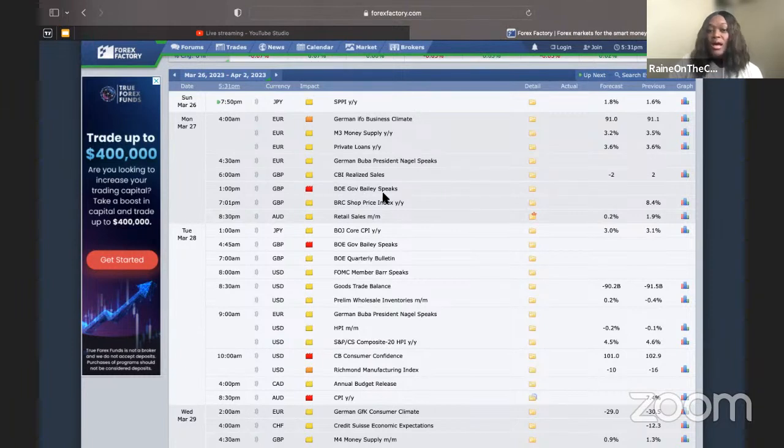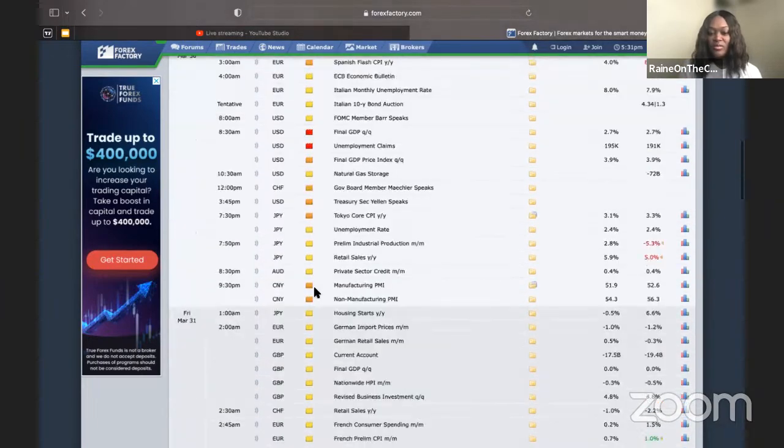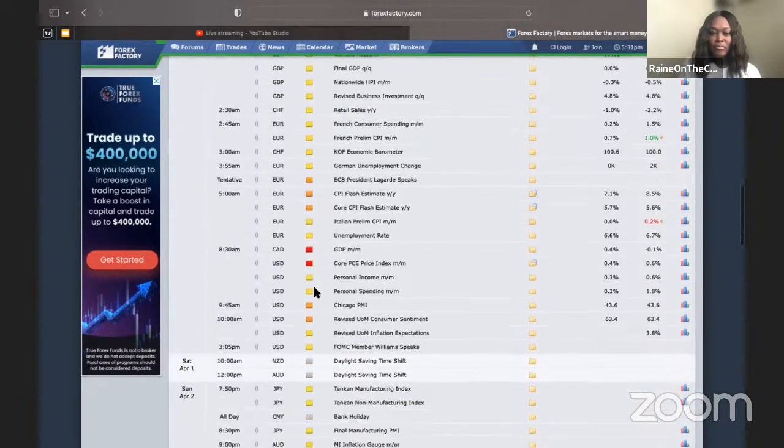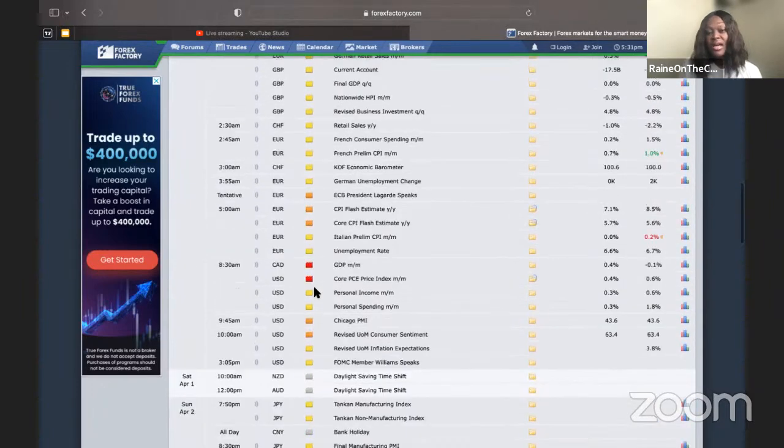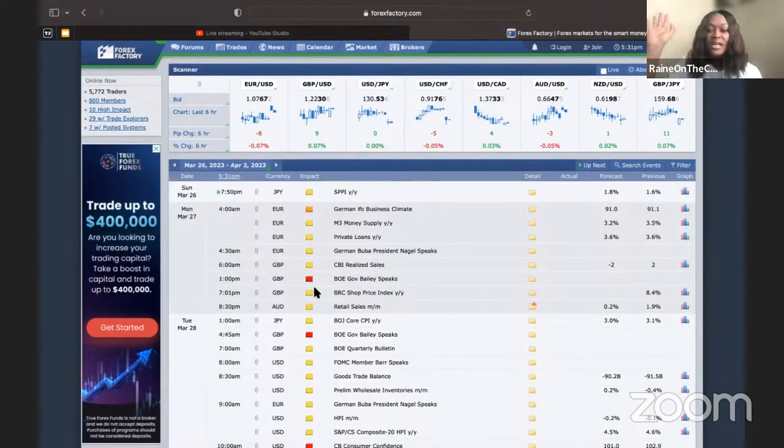But yes, all I know about these folders is that yellow means it's okay, orange means medium impact, red means high impact. So I'm staying away from high impact. Orange folder, I'm reducing my risk. Yellow, I treat it as if there's nothing there. And the gray folder signifies a public holiday, which I don't see any.